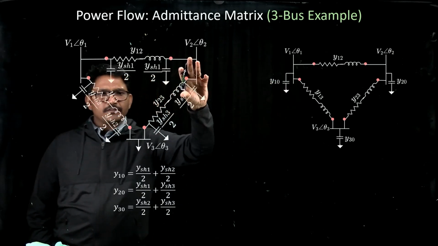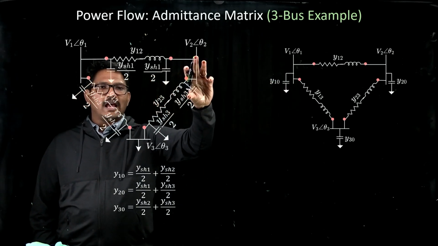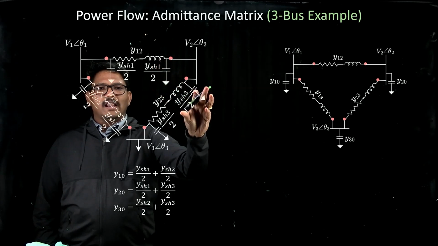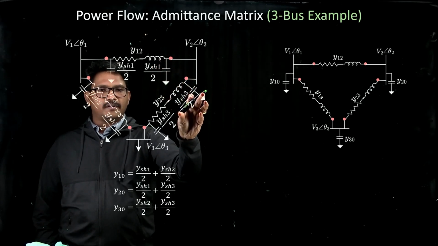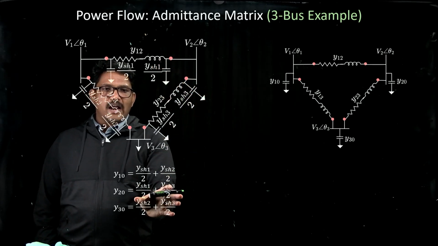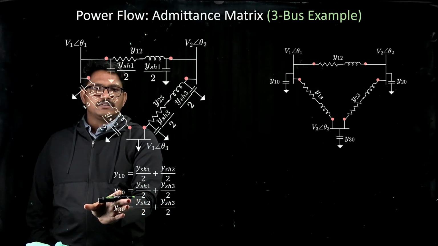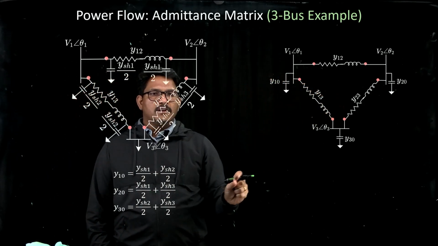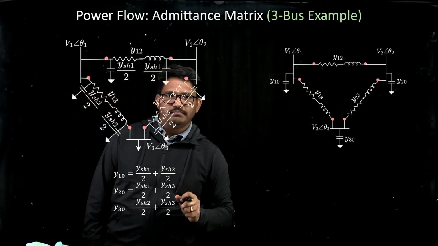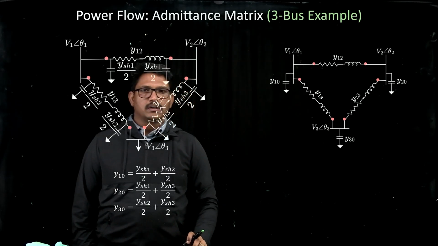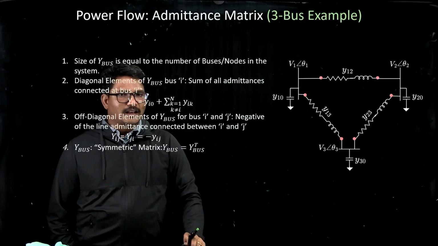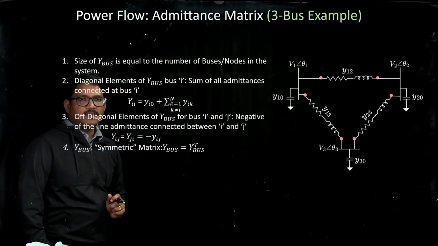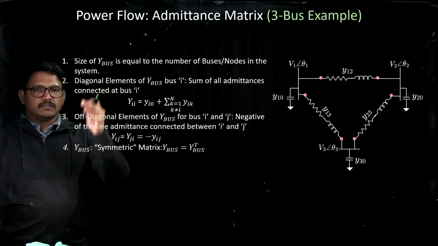Similarly, if you look at the second bus, we have the susceptance of line 1 and line 3 being represented here half and half. So if you add the susceptance of line 1 and line 3, then you will get the susceptance to be connected at your second bus. Similarly for the third bus. Now after simplifying this particular network, we will be able to calculate our admittance matrix using these particular steps.